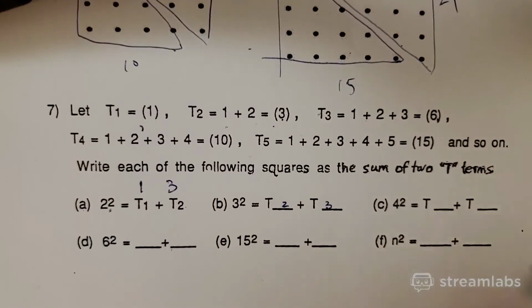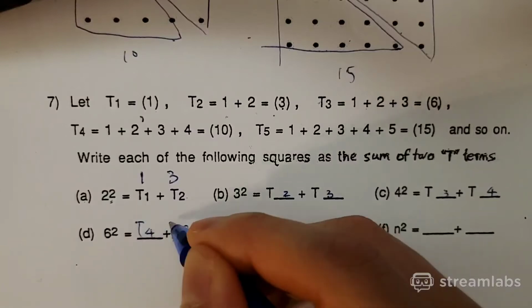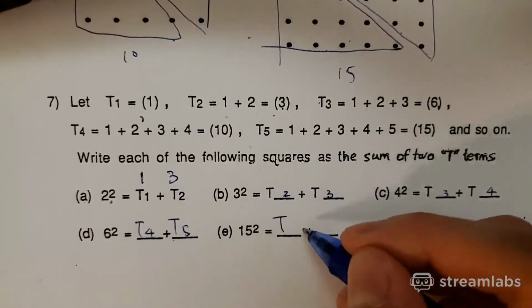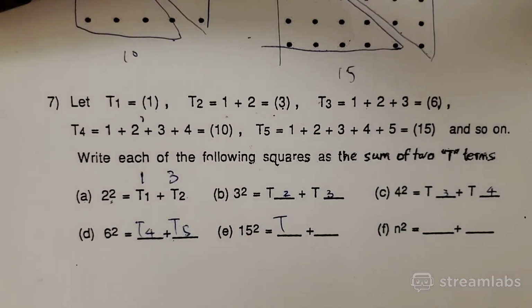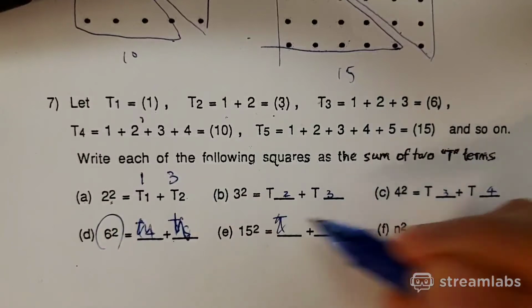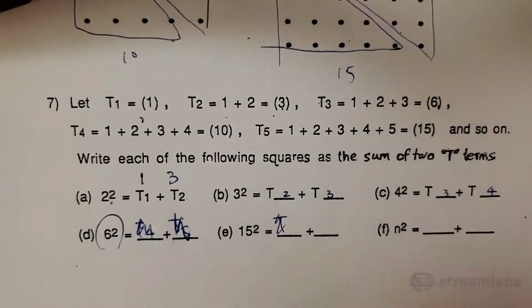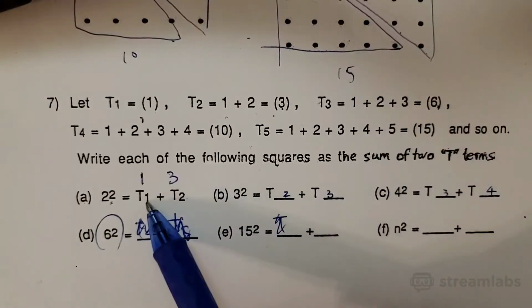Obviously, T3 plus T4 will be 4 squared. And then T4 plus T5, and then... Whoa, okay, wait, no. Come back. This is not right, because they skipped one. Okay. So knowing this pattern, you see how this works.